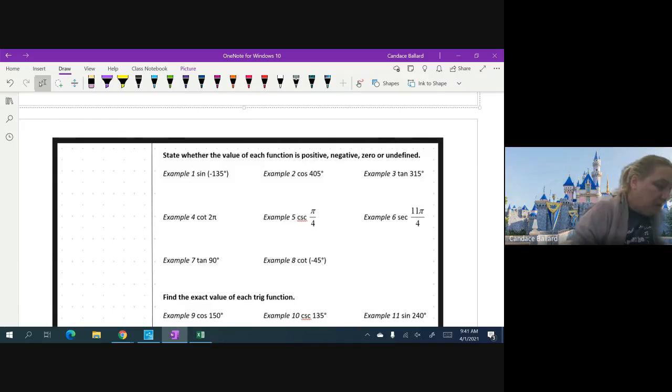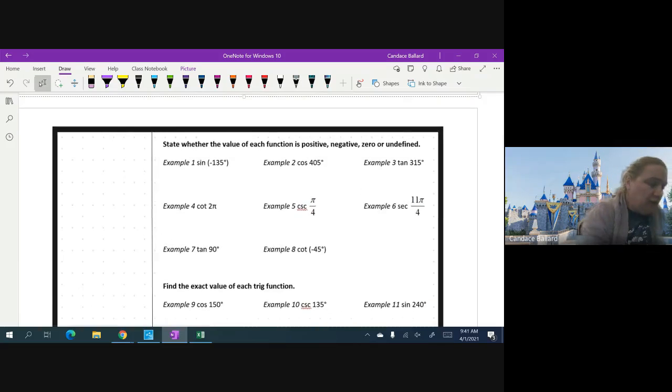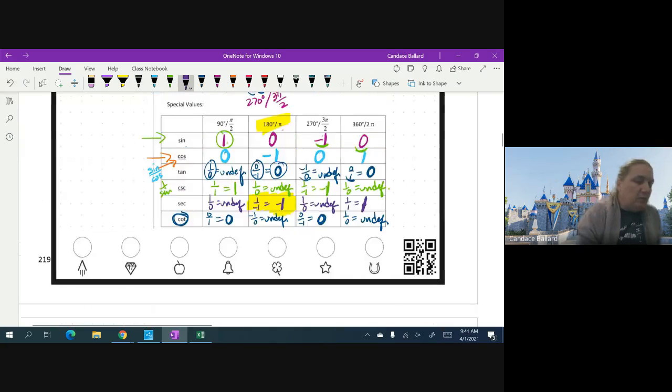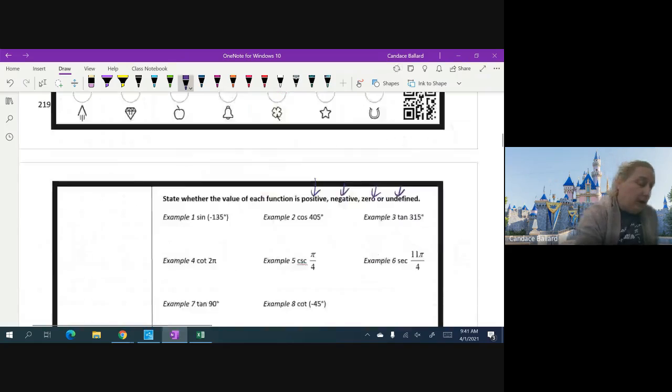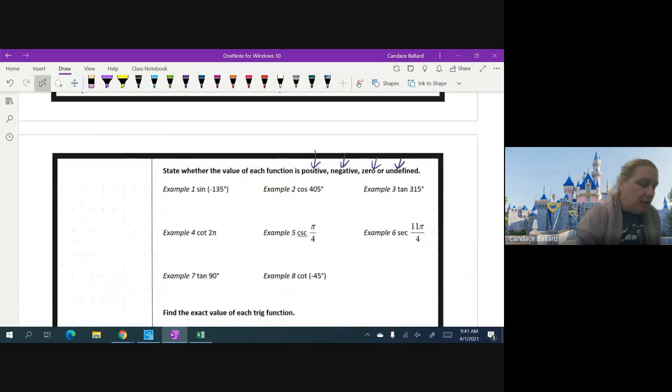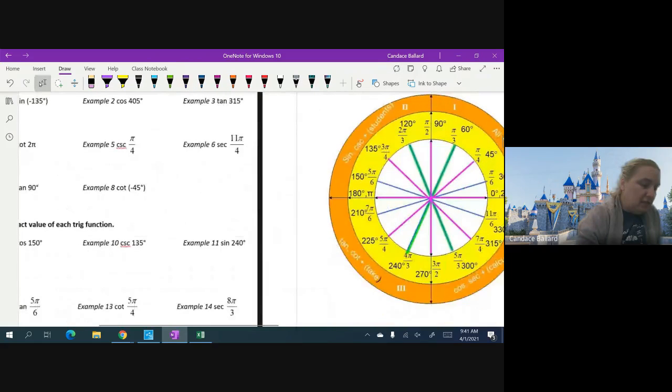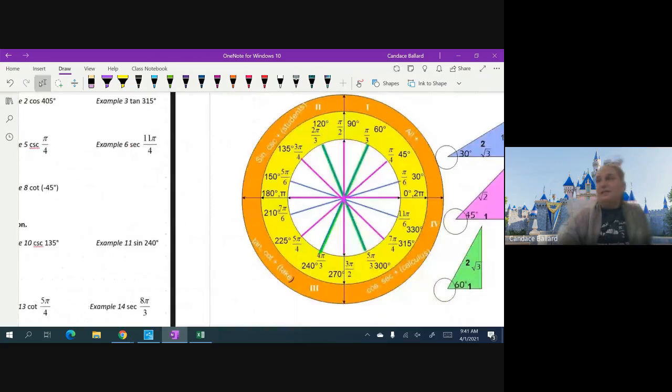So we're supposed to state whether the value of each function, the final answer, is negative, positive, 0, or undefined. 0 or undefined are only going to be these ones that are on the table. Okay. The negative and positive comes from the circle. So let's start with this circle. Hopefully you have it all nice and labeled.